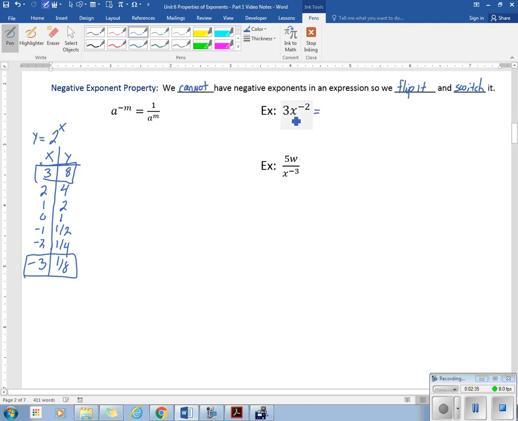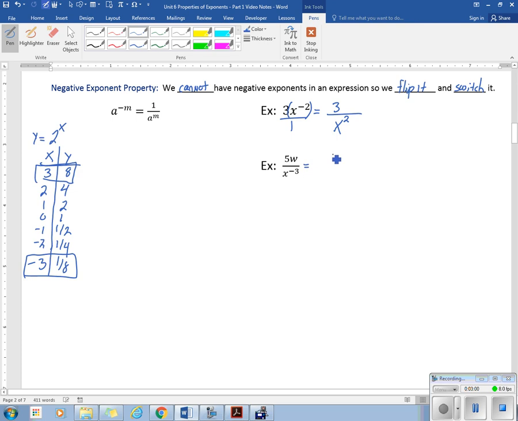We've got 3 times x to the negative second power. Now, with this one, the only thing that's actually directly attached to the negative power is the x. So the 3 is going to stay where it is, right? And you can always think of any expression as over 1 if there's no denominator. So the 3 is going to stay in the numerator, but the x to the negative second power needs to get flipped. So 3 stays in the top, x to the negative second goes down to the denominator as x to the positive second. You really just flip it over.